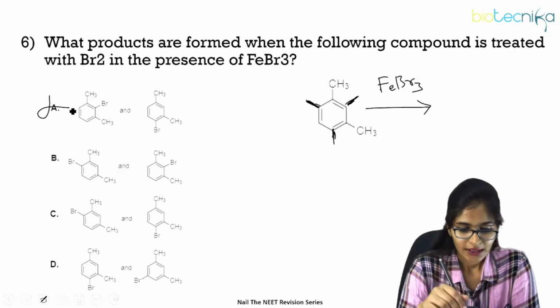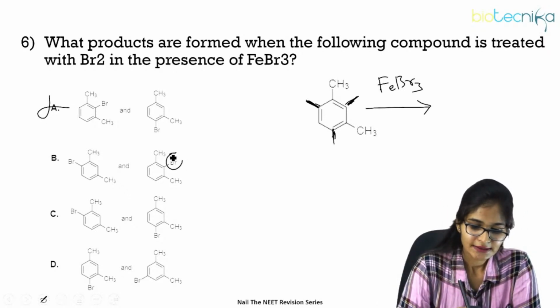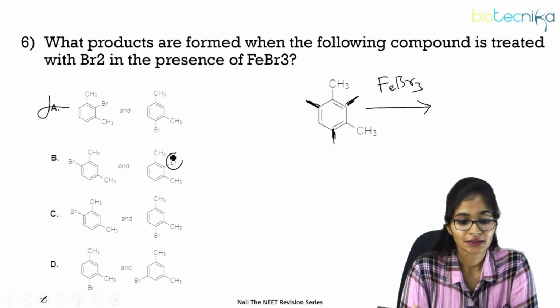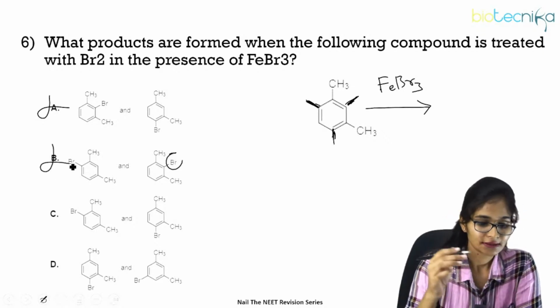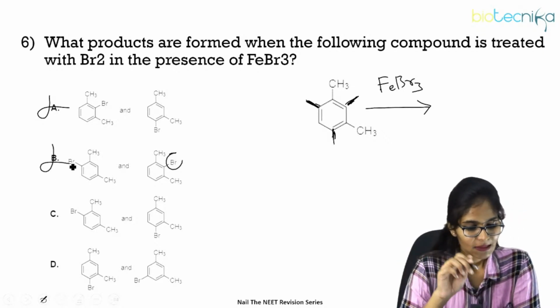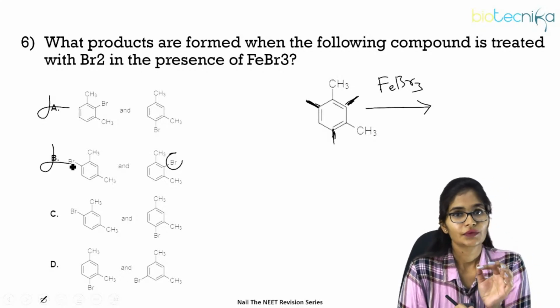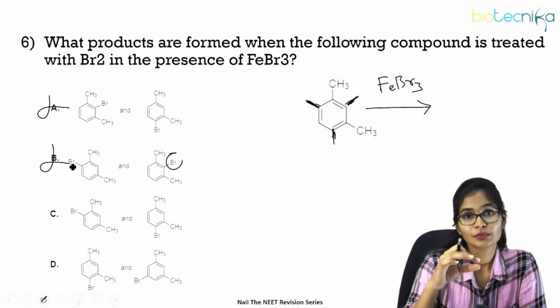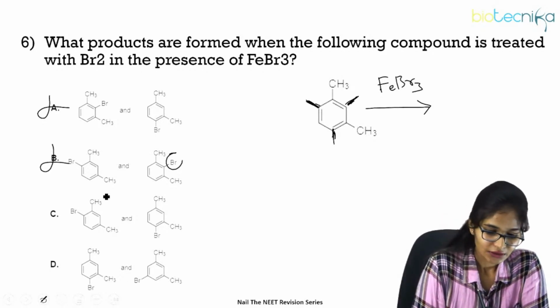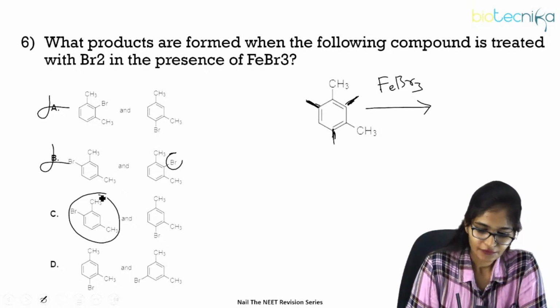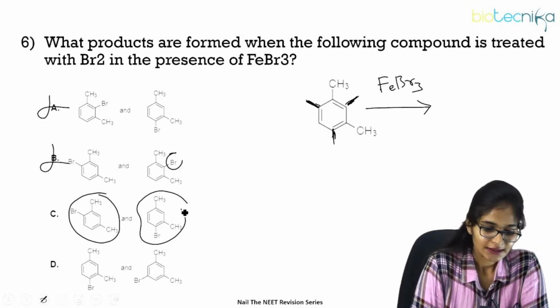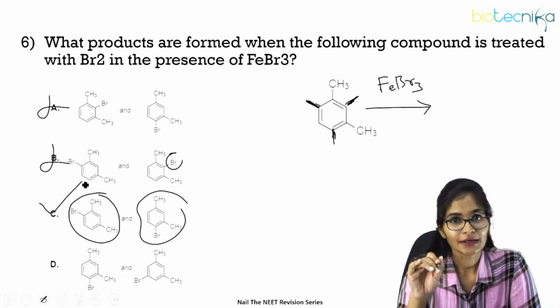Now option B, again you can see the Br is in between two methyl groups, against steric effect. So again option B is wrong. Now coming to option C, you can see the bromine is far away from the two methyl groups, right? So here you can see it is free of steric effect, and here also it is free. So I can say option C is the correct one.